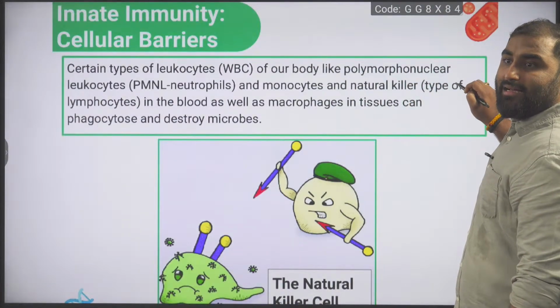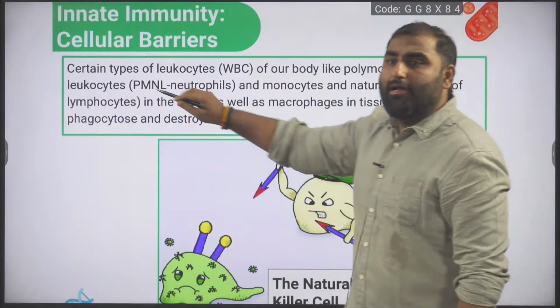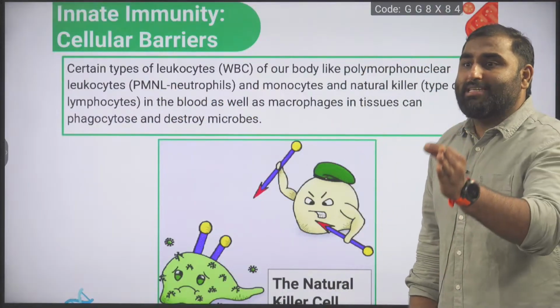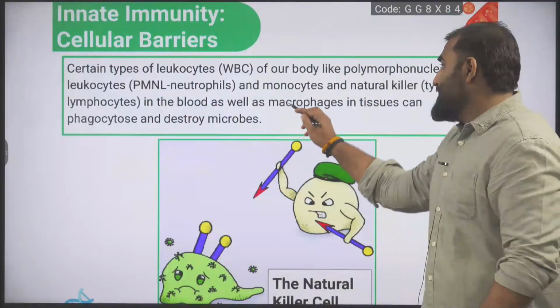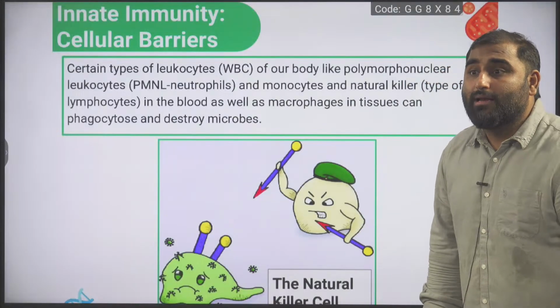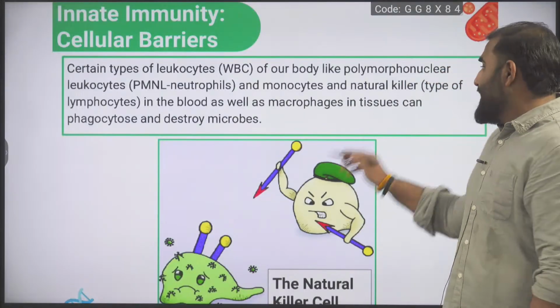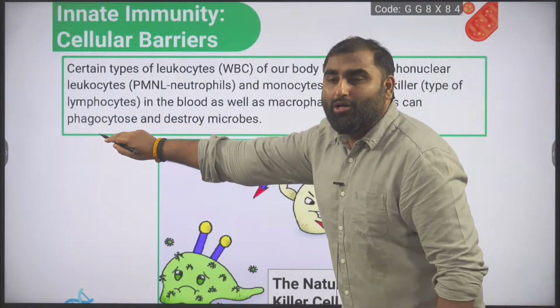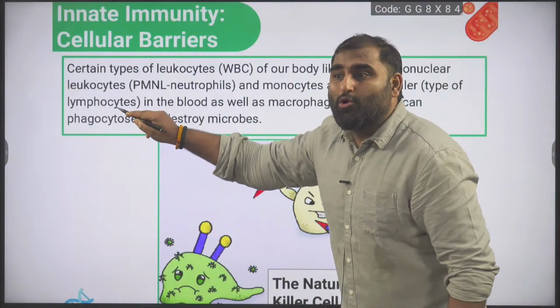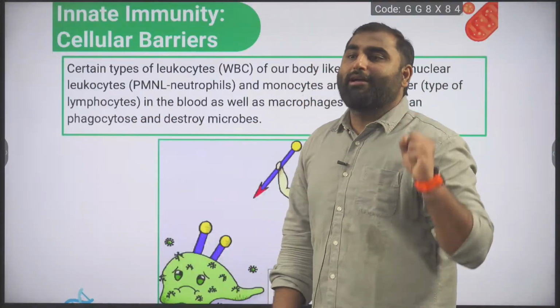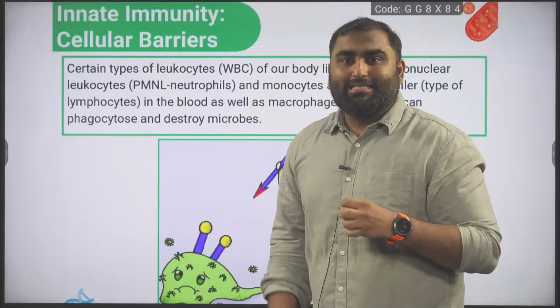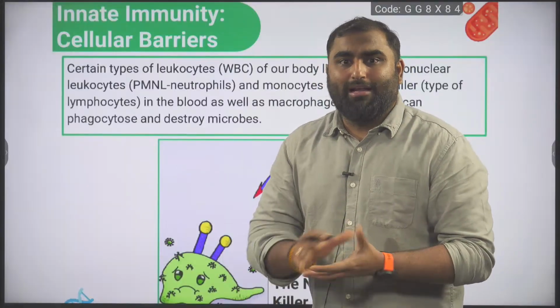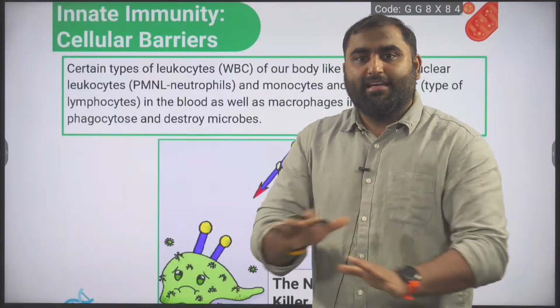What is a natural killer cell? It is a type of lymphocyte which is present in our blood, as well as macrophages. Macrophages can do phagocytosis: engulf the foreign bodies, release some enzymes on the foreign bodies, digest them and kill them.